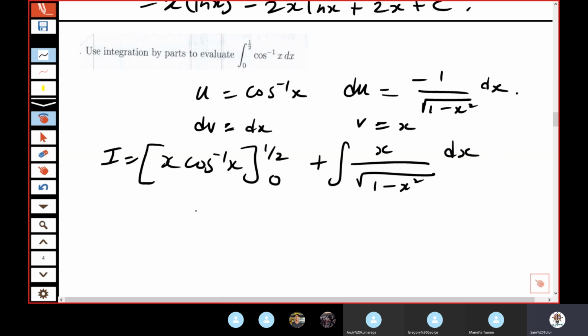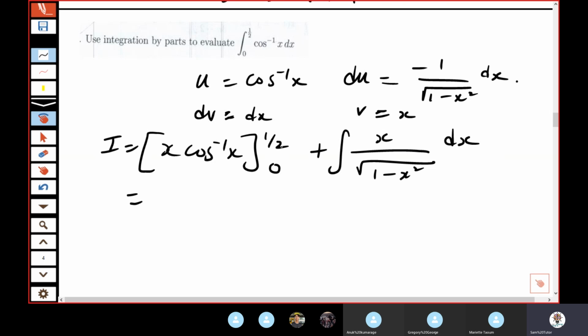Any questions? Equals, sub in a half. Inverse cos of a half is 60 degrees, which is pi on 3, times a half. So that becomes pi on 6. And then minus, obviously if you sub in 0, it doesn't matter what it's multiplied by, it's still 0. Plus, now this guy. This looks really weird. It's definitely not a plus 1 minus 1 trick, because obviously there's a square root there.